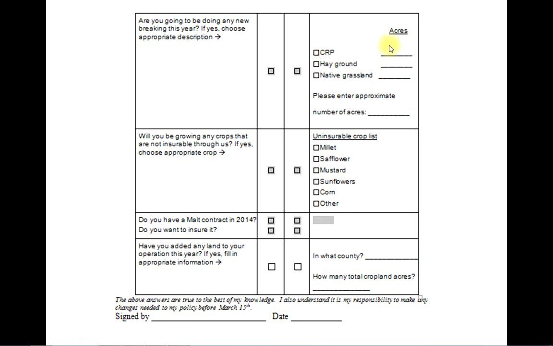If you check CRP, tell us the acres and the year that the CRP contract expired. If we get more than 2 years out from when that CRP contract expired, that's now considered new breaking, so it's not insurable without some additional paperwork.